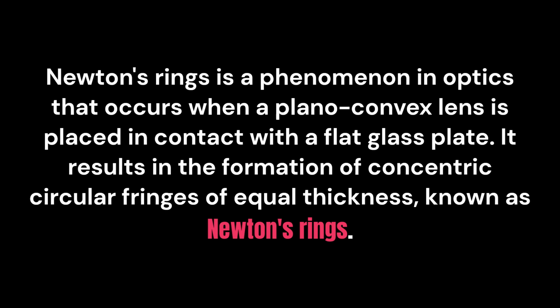Newton's rings is a phenomenon in optics that occurs when a planoconvex lens is placed in contact with a flat glass plate. It results in the formation of concentric circular fringes of equal thickness, known as Newton's rings. This phenomenon is caused by the interference of light waves reflected from the upper and lower surfaces of the air film trapped between the lens and the glass plate.